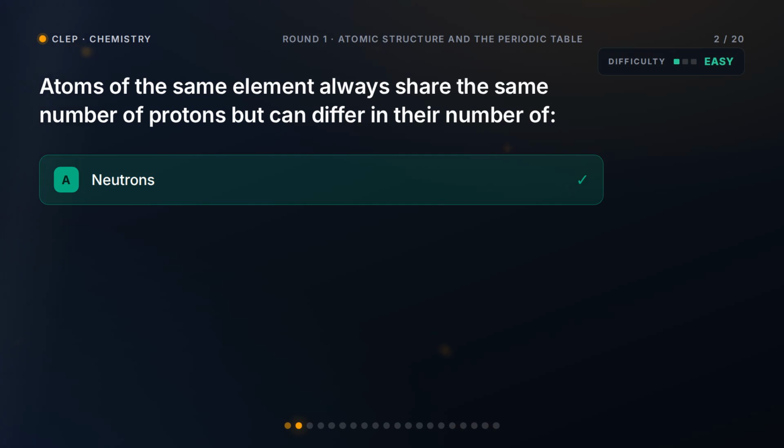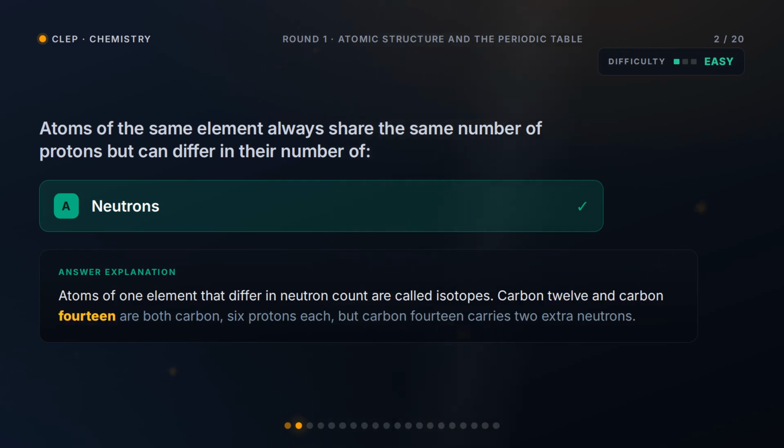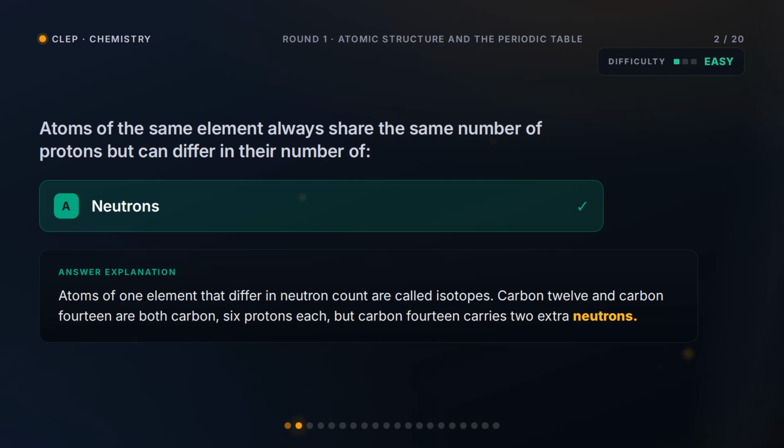The answer is A. Neutrons. Atoms of one element that differ in neutron count are called isotopes. Carbon-12 and carbon-14 are both carbon, 6 protons each, but carbon-14 carries 2 extra neutrons.